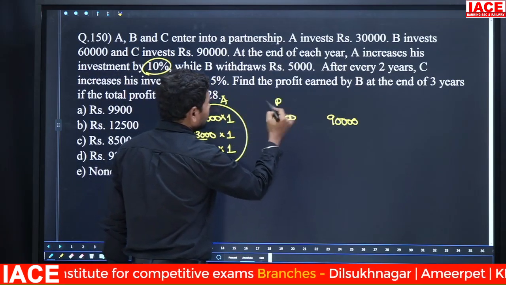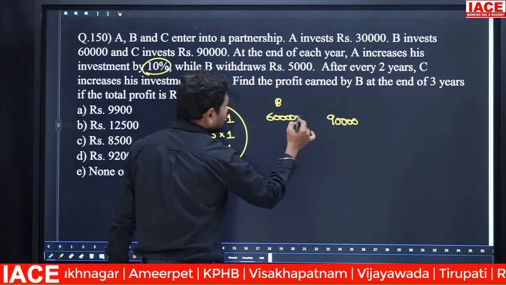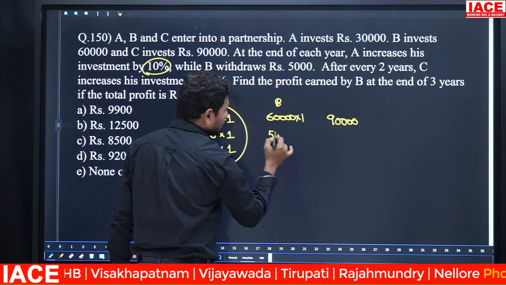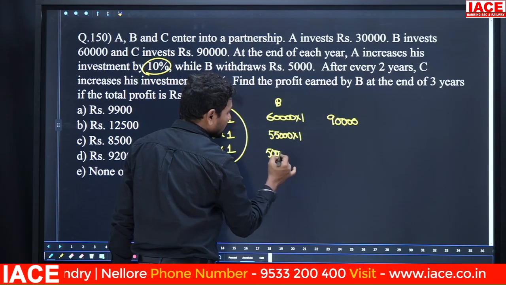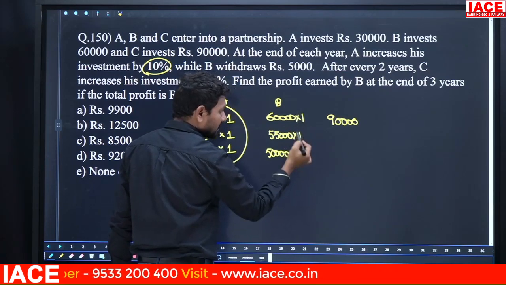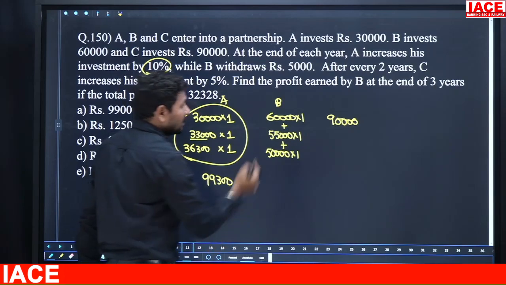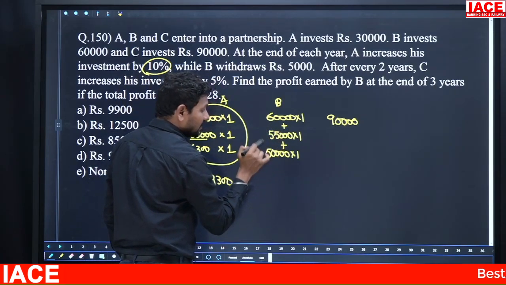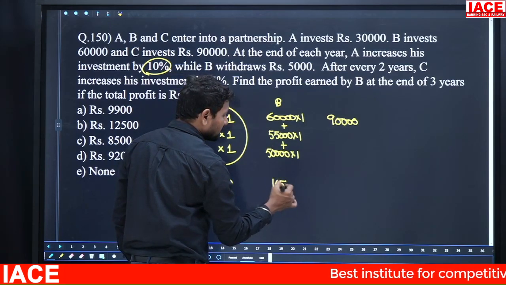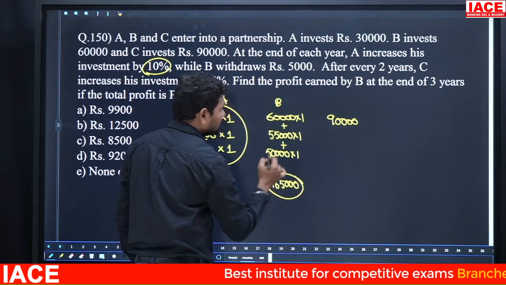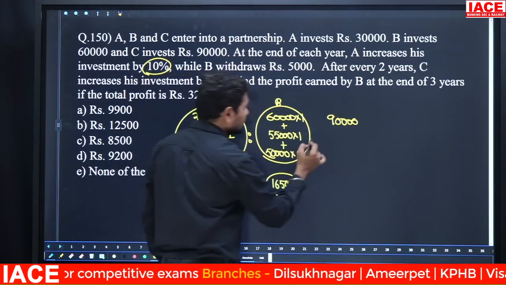And coming to the B portion. Every year B withdraws 5,000. First year is 60,000, second year is 55,000, and third year is 50,000. Then 60,000 plus 50,000 is 110,000, and 110,000 plus 55,000 is 165,000. This is the total value, and this is the investment into time ratio.